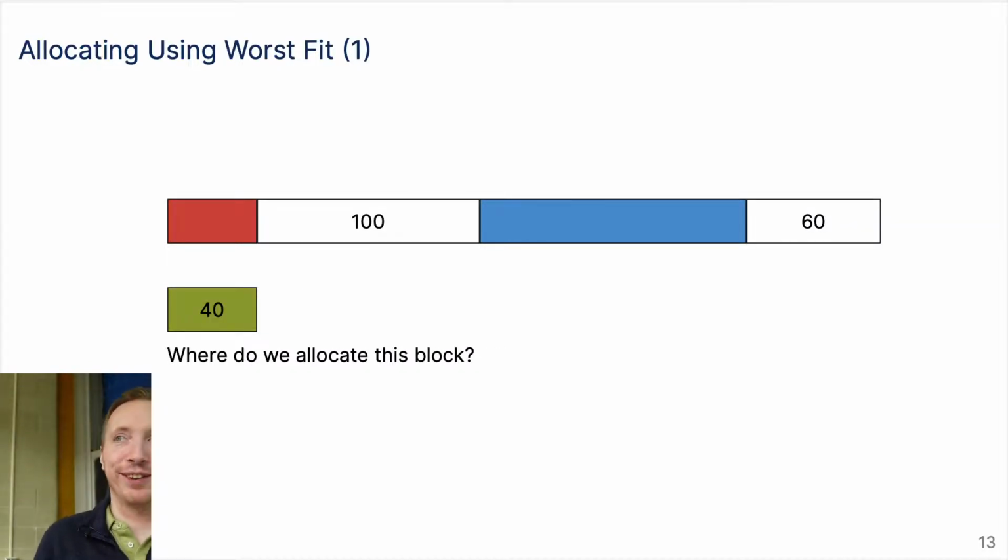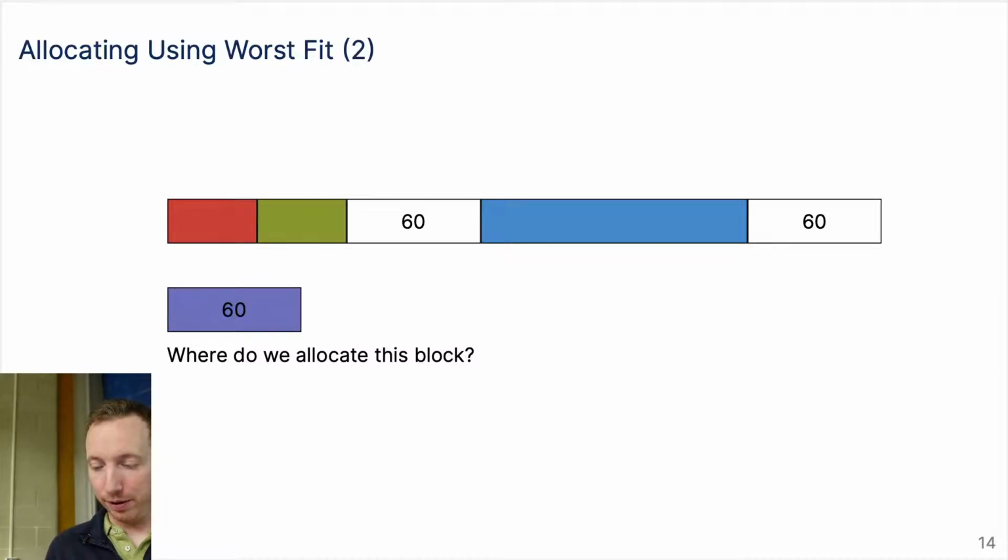Okay, so let's go through this example again using worst fit. We rewind, so we have the 100 and the 60 free, and a 40-byte block to allocate. Where do we allocate this one if we do worst fit, in the 100 or the 60? 100. Worst fit, so we are looking for the biggest one. If we put the 40 in there, we have 60 bytes left over.